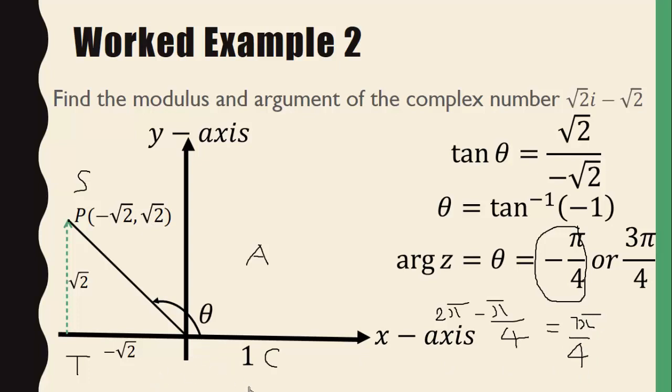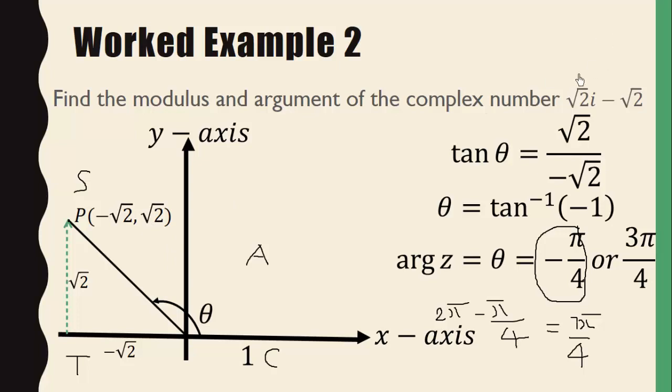But that is not what we are looking for. We are looking for the angle over here. Negative pi over 4 is the angle over here, but 3 pi over 4 is the angle over here, and this is what we are looking for, because that is where the complex number is located. So we discard this and take this as our answer. Hence theta is equal to 3 pi over 4.